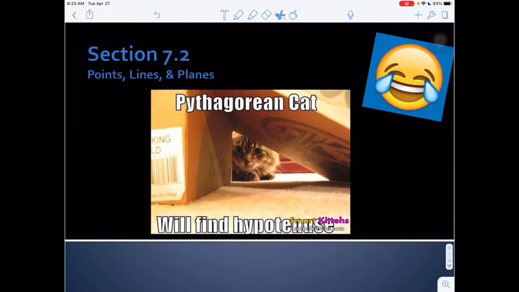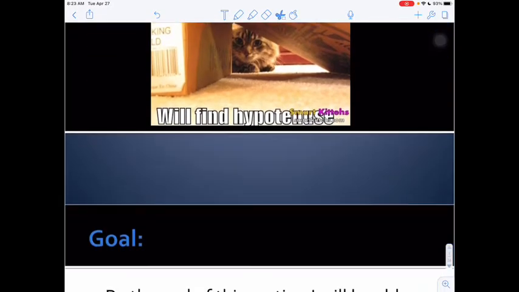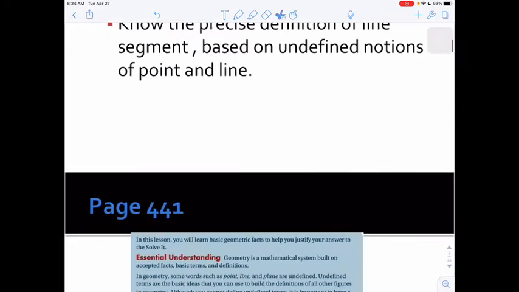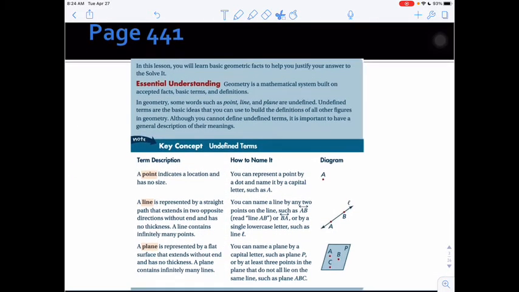Section 7.2 is points, lines, and planes. Our goal is to know the precise definition of line segment based on undefined notions of point and line. On page 441, we have: in this lesson you will learn basic geometric facts to help you justify your answer to the Solve It. Geometry is a mathematical system built on accepted facts, basic terms, and definitions.